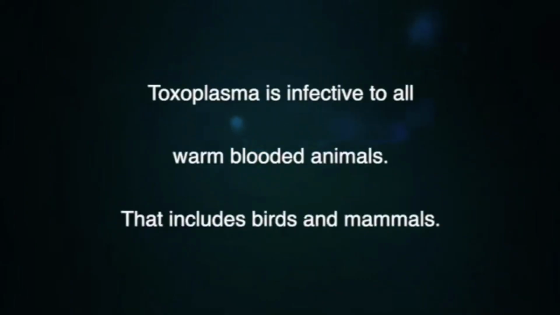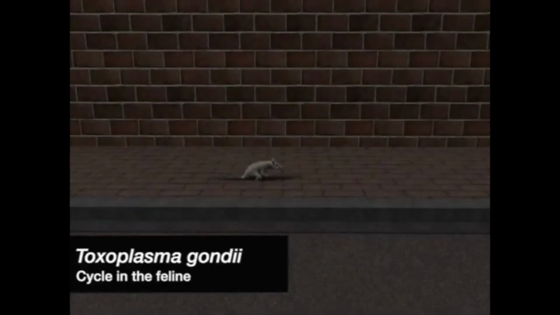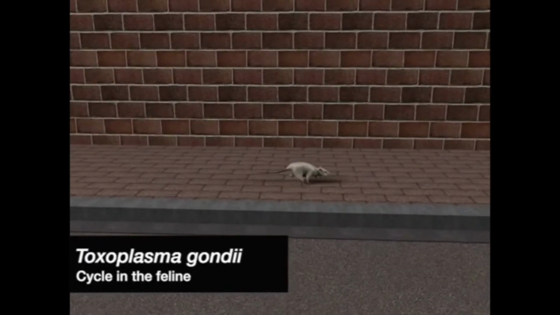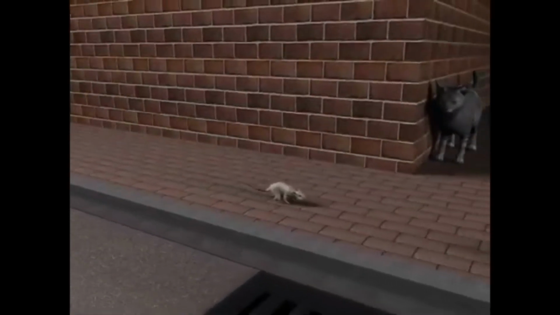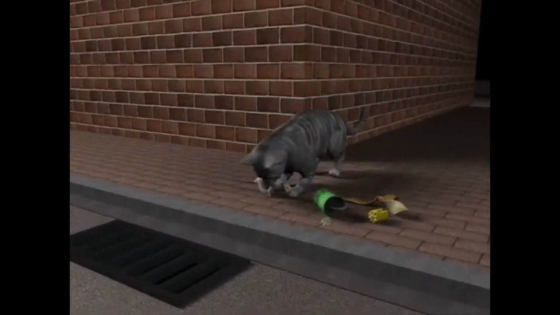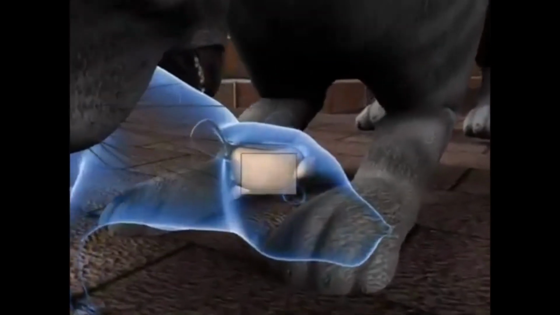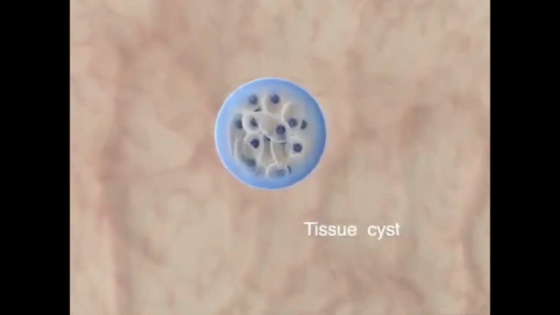Toxoplasma is infective to all warm-blooded animals. That includes birds and mammals. However, since the sexual reproduction of the parasite occurs only in felines, they are considered the definitive hosts. This mouse is infected with Toxoplasma cysts. On preying it, the cat will also become infected. The infective parasites are inside the tissue cysts, present mainly in the muscles and brain of the animal.